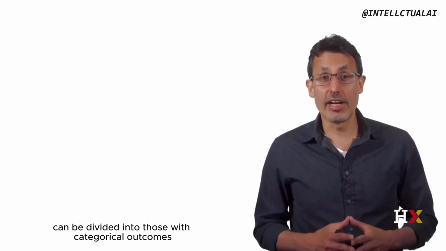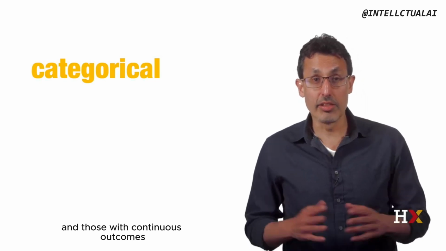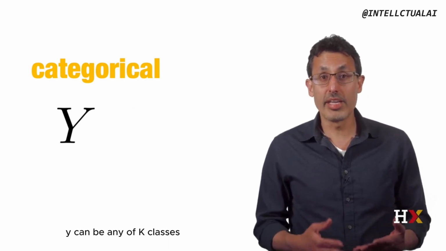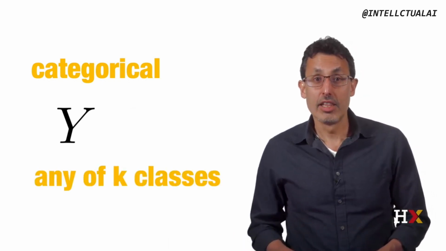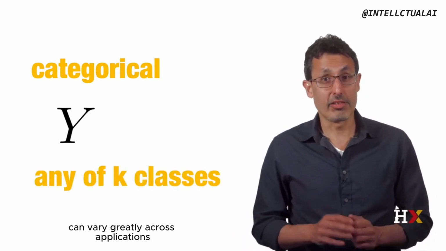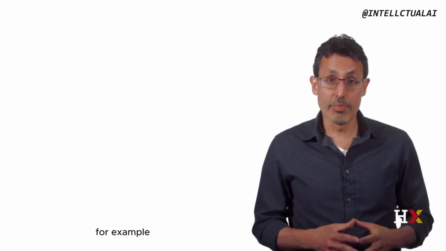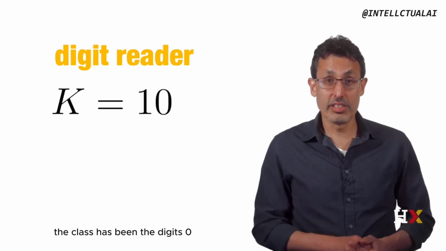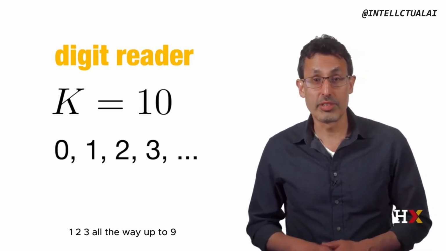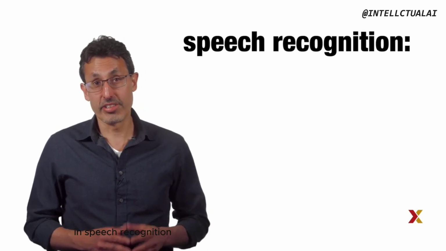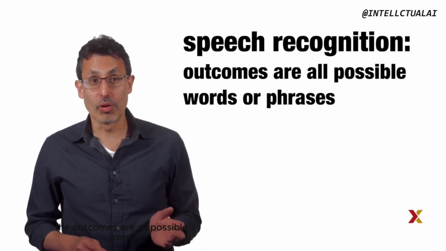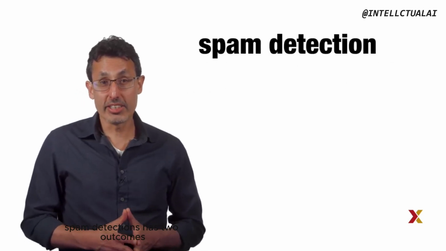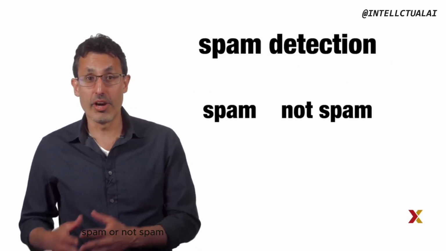Prediction problems can be divided into those with categorical outcomes and those with continuous outcomes. For categorical outcomes, Y can be any of k classes. The number of classes can vary greatly across applications. For example, with digit readers, k is 10, the classes being the digits 0, 1, 2, 3, all the way up to 9. In speech recognition, the outcomes are all possible words or all possible phrases we're trying to detect. Spam detection has two outcomes, spam or not spam.